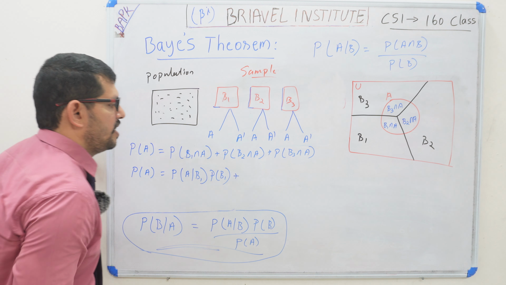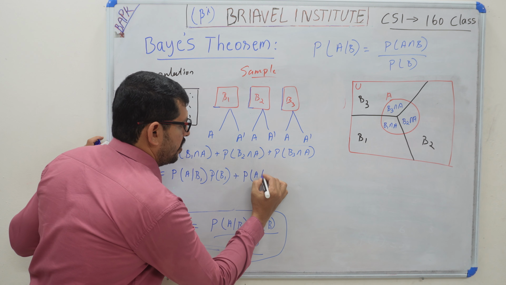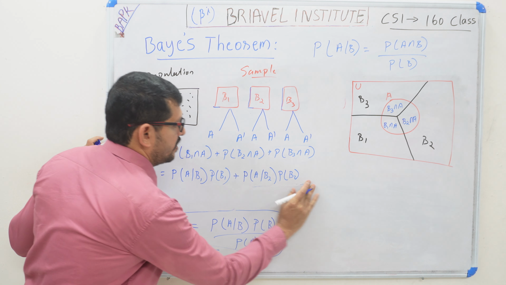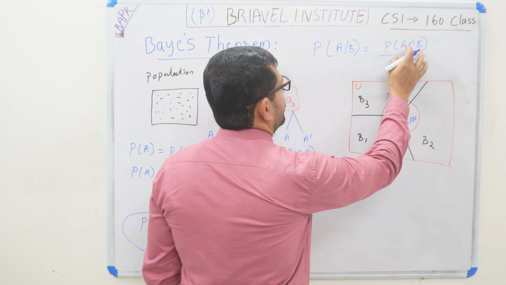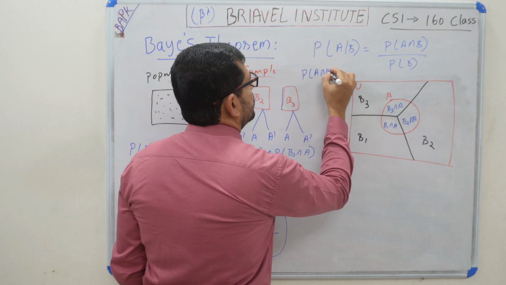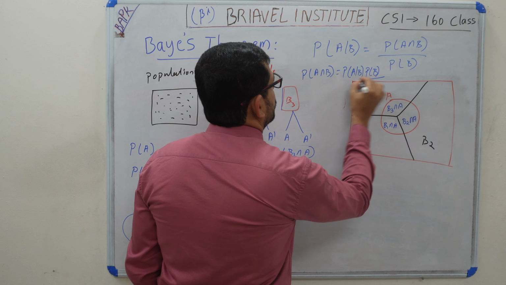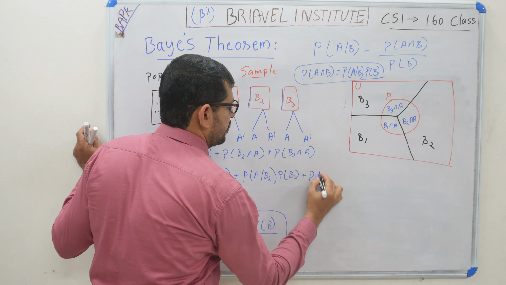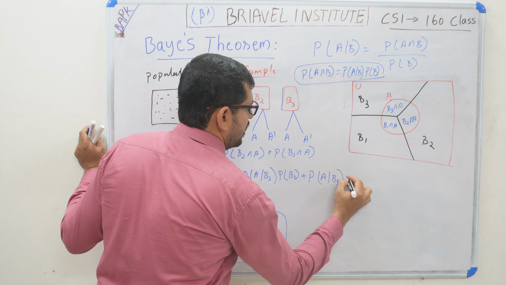Here is B2 intersection A. So we can write like that, the probability of A given B2 and the probability of B2. So this is the chance of B2 and A. So the probability of A given B, A intersection B, we can write as probability of A given B and probability of B. So this way we can write this whole. Now you see the total probability, here also we can write B3 intersection A. So this also is probability of A given B3 and probability of B3.